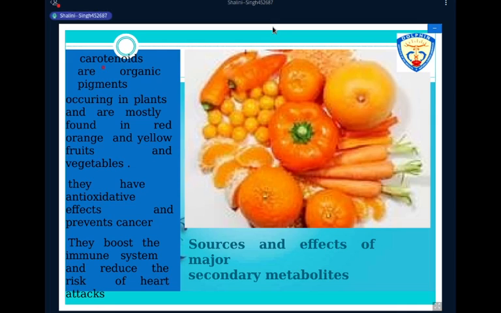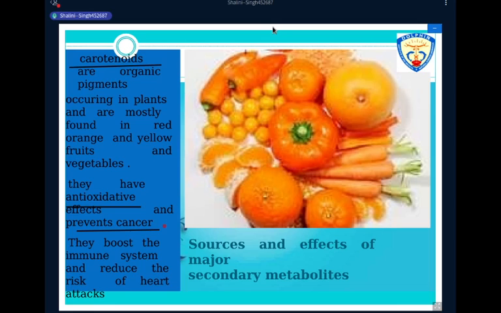What is the good thing about consuming these carotenoid-rich fruits and vegetables? They have antioxidative effect and prevent cancer. Why are antioxidants good? Because antioxidants fight free radicals. Free radicals are present everywhere. They are present in pollutants, enter our body, and they damage our cells. So if there is no antioxidant in our body, these free radicals will keep damaging our cells. That's why they accelerate the aging effect in humans.